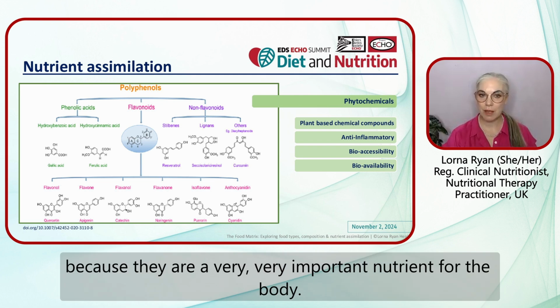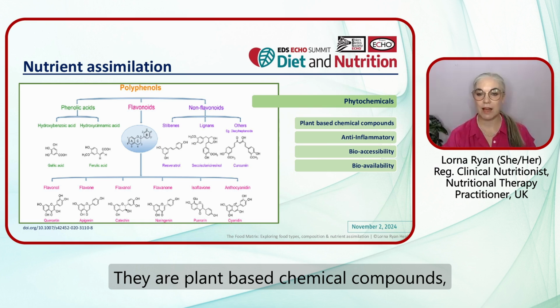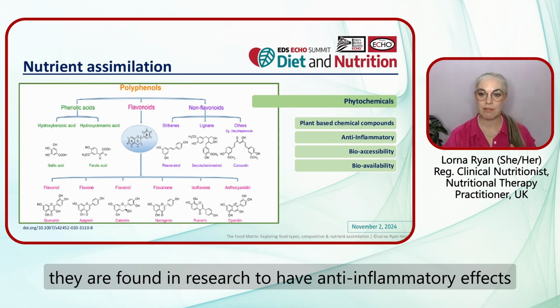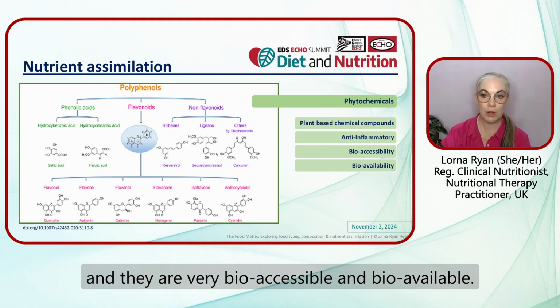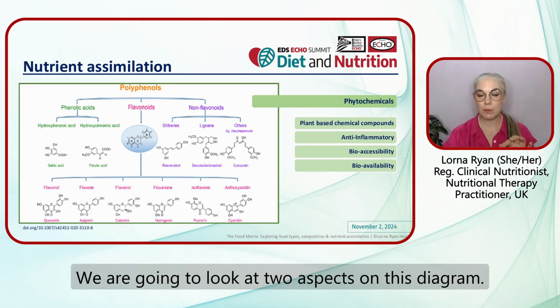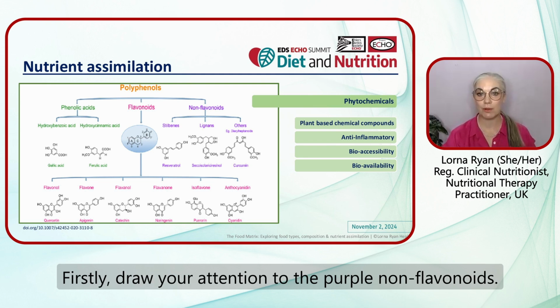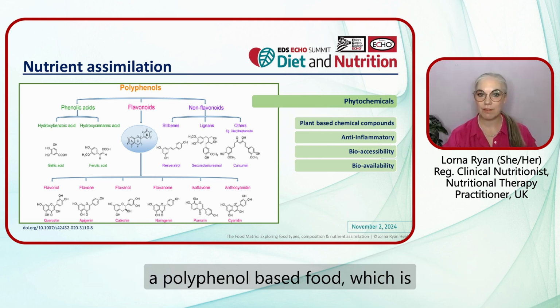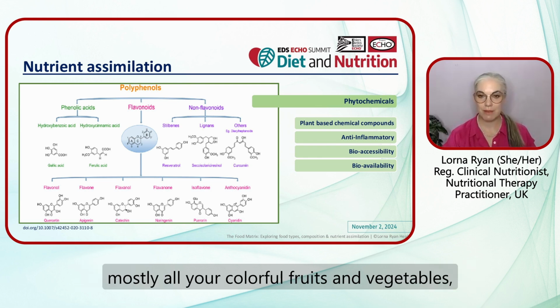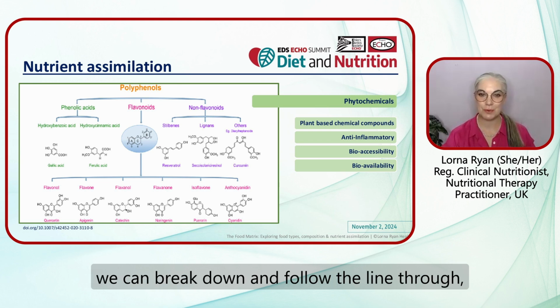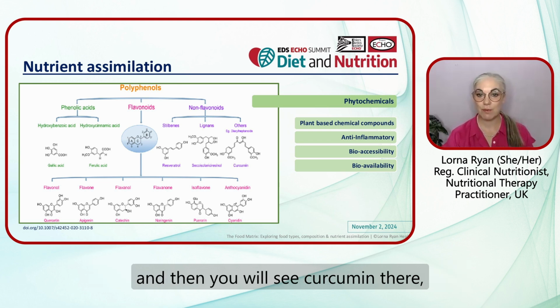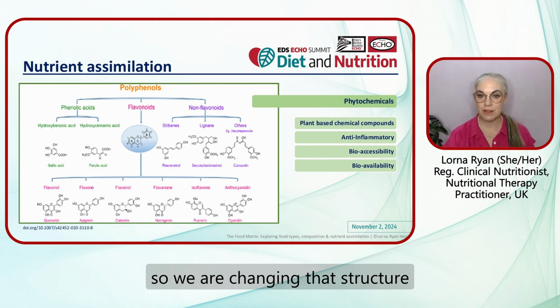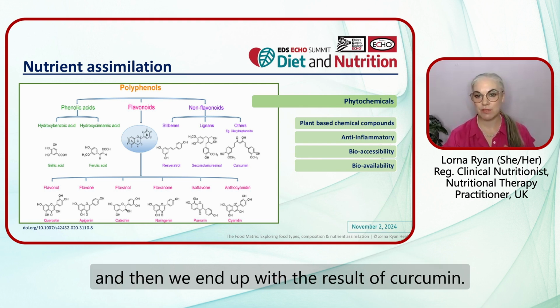And we're picking phytochemicals because they're a very, very important nutrient for the body. They're plant-based chemical compounds. They are found in research to have anti-inflammatory effects, and they're very bioaccessible and bioavailable. So we're going to look at 2 aspects on this diagram. Firstly, draw your attention to the purple non-flavonoids. We can see that by assimilating and breaking down a polyphenol-based food, which is mostly all your colourful fruits and vegetables, we can break down and follow the line through, and then you'll see curcumin there. So we're changing that structure, and then we end up with the result of curcumin.